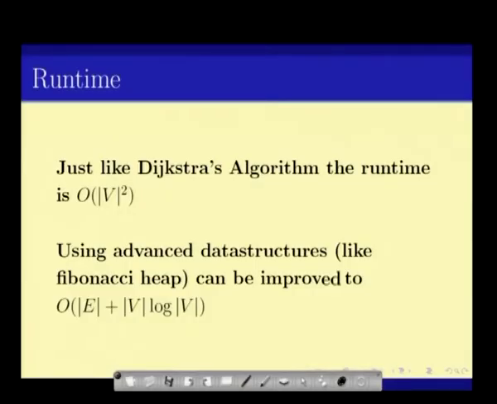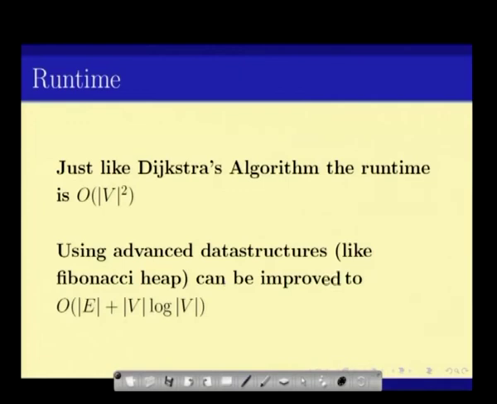How about the runtime of this algorithm? The runtime is exactly the same as Dijkstra's algorithm. Note that every time we have to pick the minimum of all the edge weights, that will take order V steps, and we run it till we have chosen V edges, or colored V vertices. So, the total runtime of this algorithm will be order V squared.